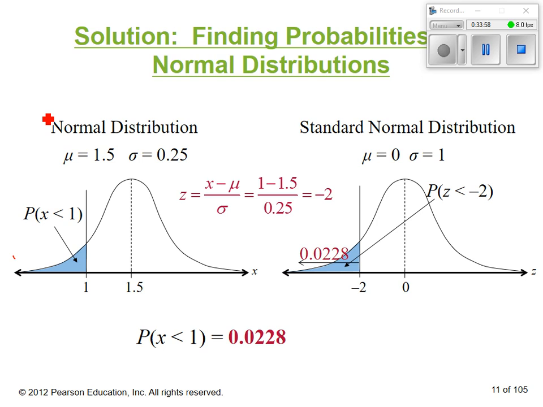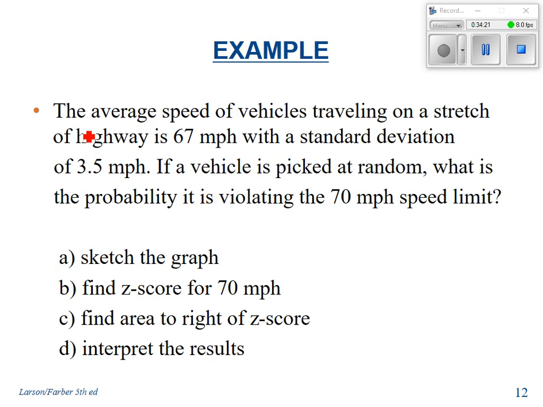Yeah. Now, sometimes it's going to be just a little off if you're using the chart, or if you're using the calculator. This might be 0.0227 instead of 0.0228 or something like that. So it might be just a little off. But you could do either one, raw scores or z-scores.